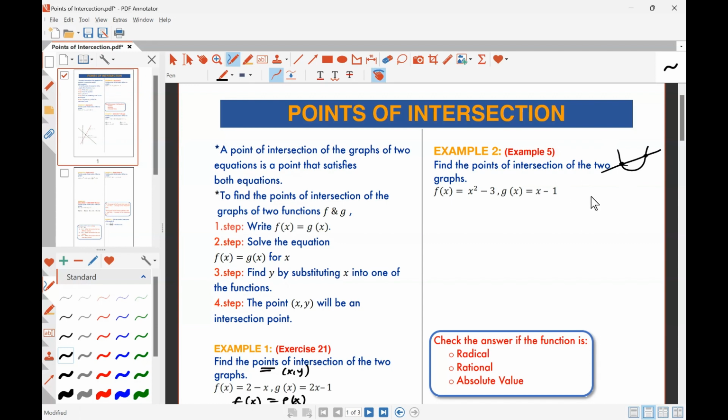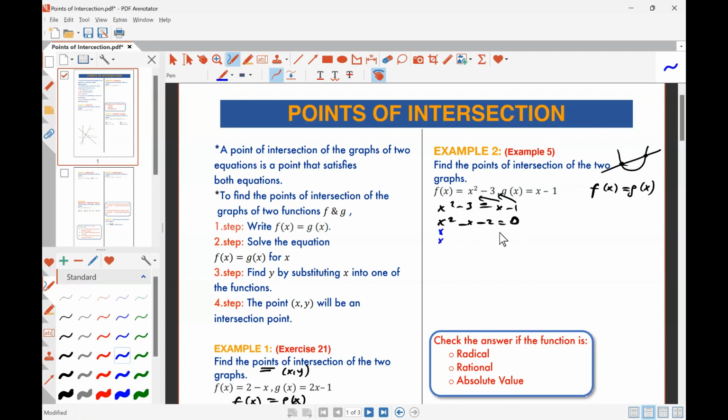So first thing we need to do is equalizing the functions. f of x equals g of x. f of x is x squared minus 3. g of x is x minus 1. Remember how to solve quadratic equations. Bring everything on one side of the equation, 0 on the other side. So x squared, minus x, and negative 3 plus 1 makes negative 2. I have a quadratic equation, so the way of solving quadratic equations is factorization.